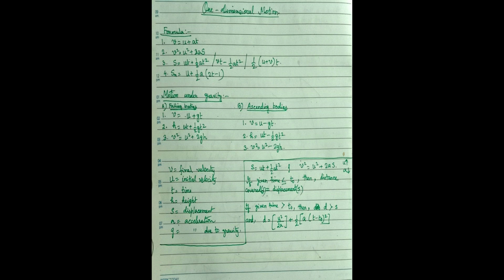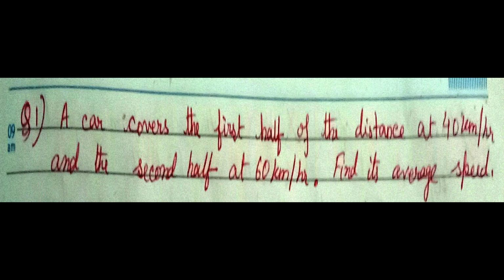Now we will solve some questions. The first question is displayed on the screen. It says that a car covers the first half of the distance at 40 km per hour and the second half at 60 km per hour. Find its average speed. So just repeat the question. You will get the answer.